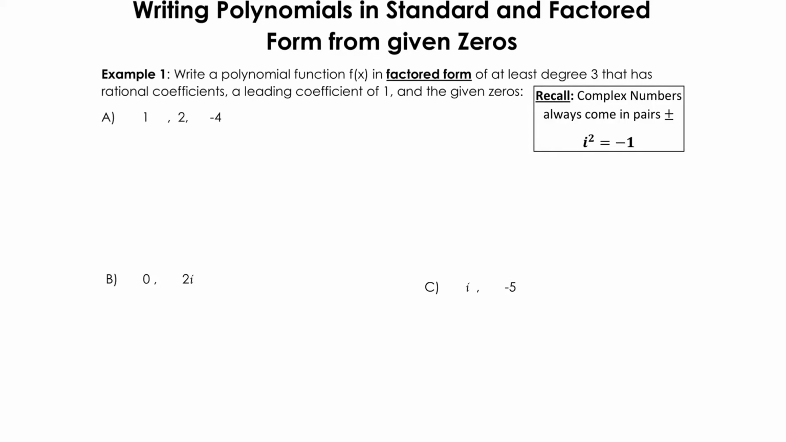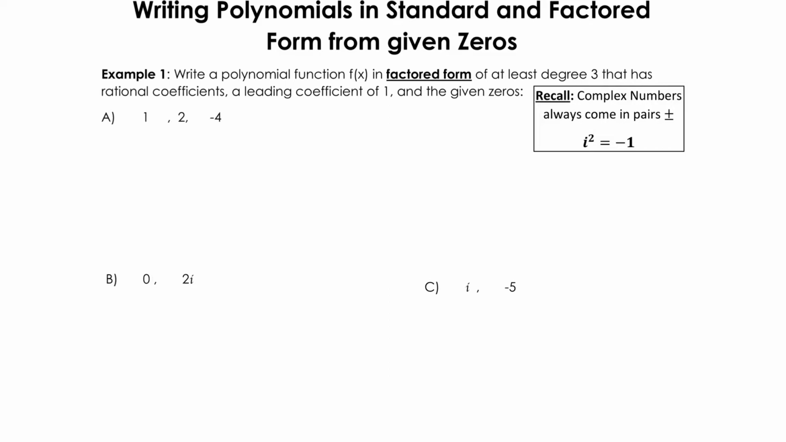Hello students, this is Miss Dalton, and this video is on writing polynomials in standard and factored form from given zeros. So the first example that we're going to look at is we're going to write a polynomial function in factored form. Now we also have the requirements that it needs to be at least a degree of 3. It needs to have rational coefficients, a leading coefficient of 1, and the given zeros.